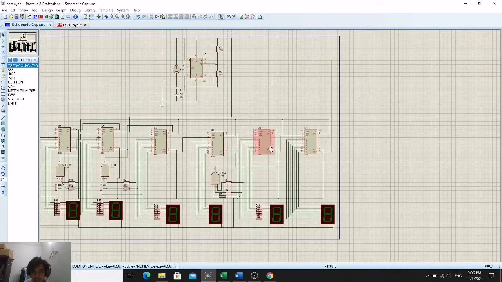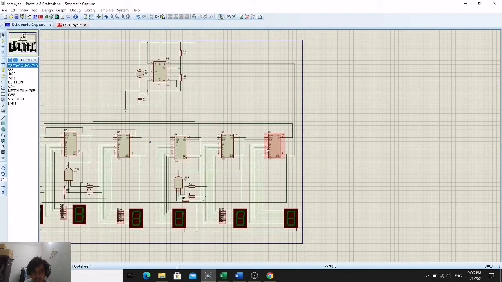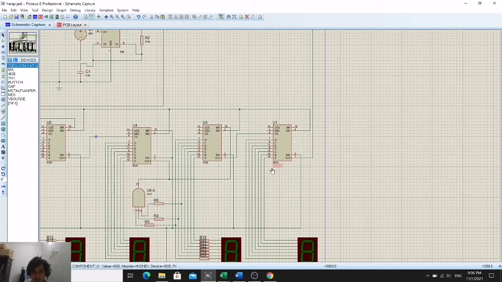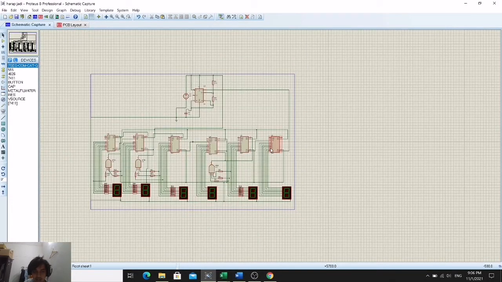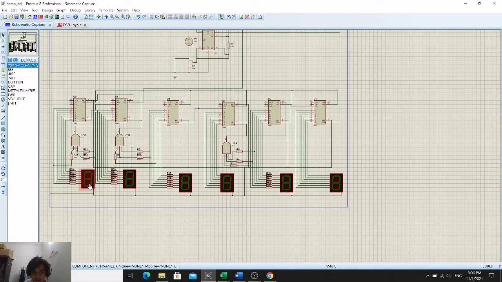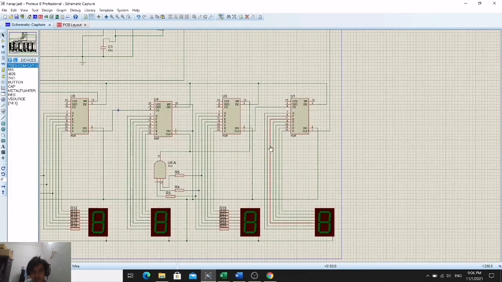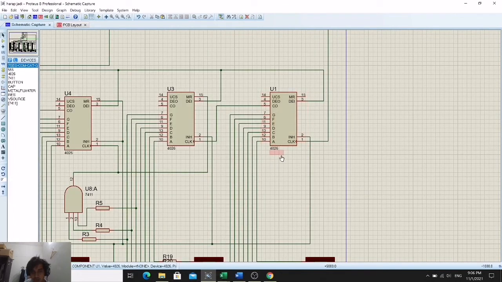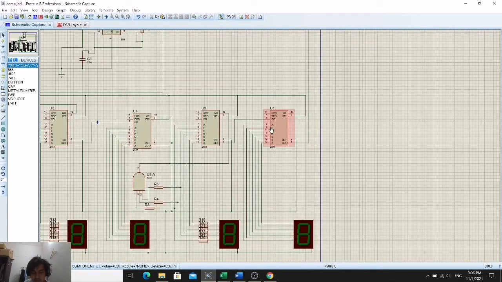Okay, and then this is the IC that I use, which is the 4026 IC. I use 4 ICs because I use six 7-segment displays. Each IC I will connect to the 7 segment. Firstly, I will show that the outputs of this IC are A, B, C, D, E, F, G. I will connect the output to the 7 segment to display the value.